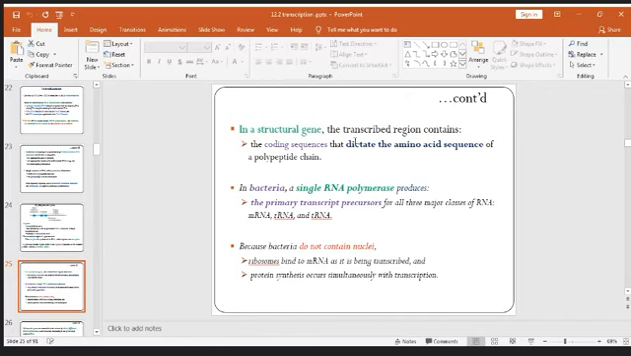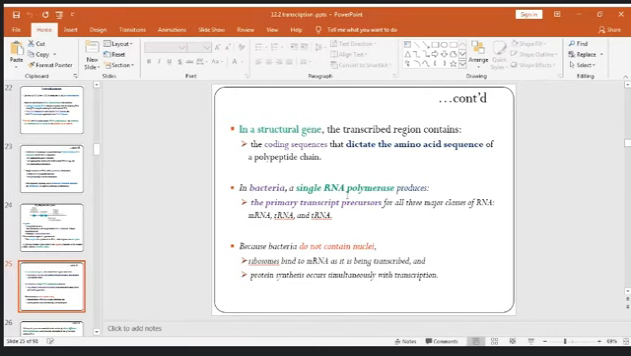The coding sequences, as I told you before, are in this region, so those sequences found in this region might dictate the amino acid sequences, because the transcribed nucleotide sequences are what later change into amino acids.